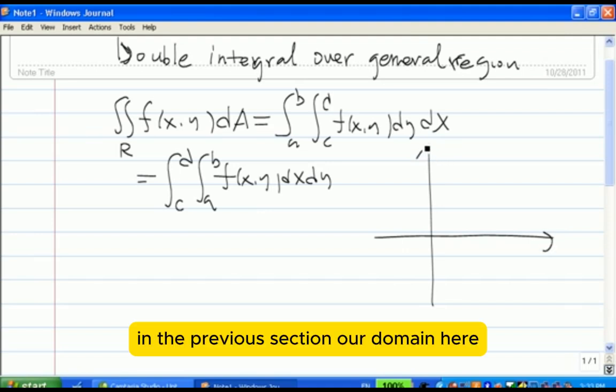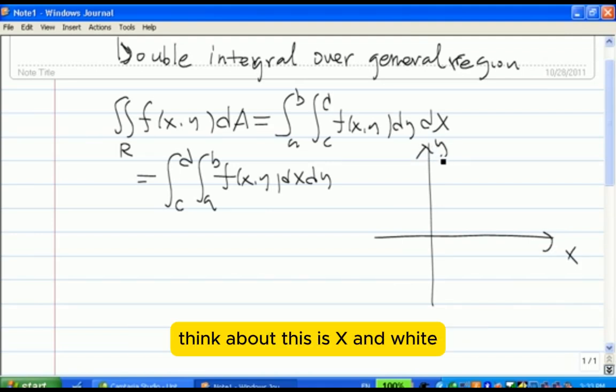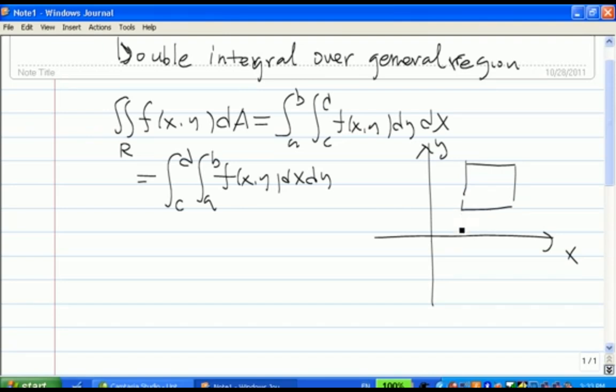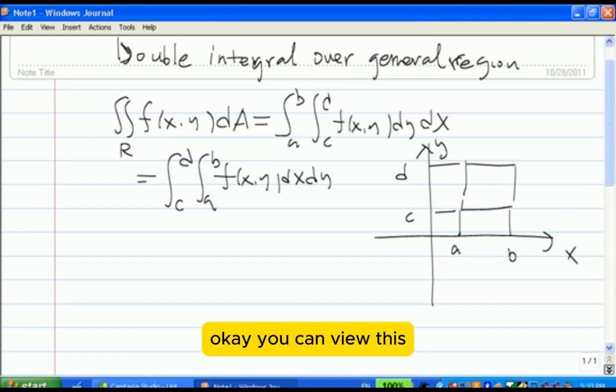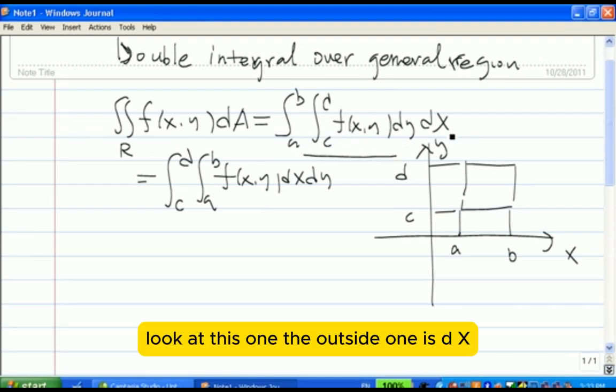In the previous section, our domain, thinking of x and y, is a rectangle. X is from a to b, y is from c to d. Look at this one: the outside one is dx, x is from a to b, and inside, y is from c to d.